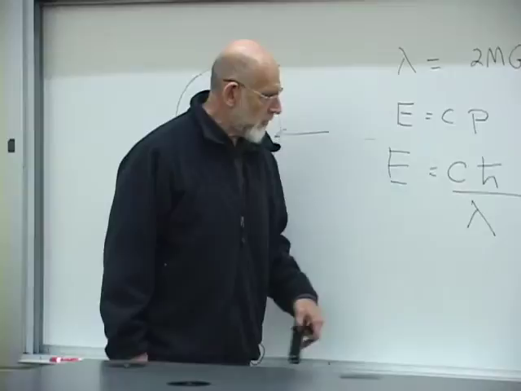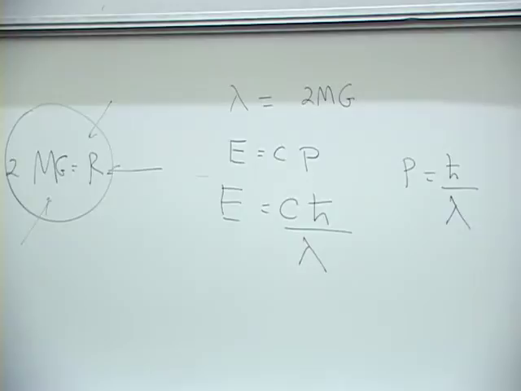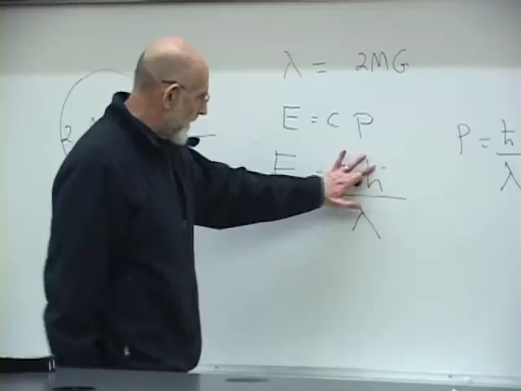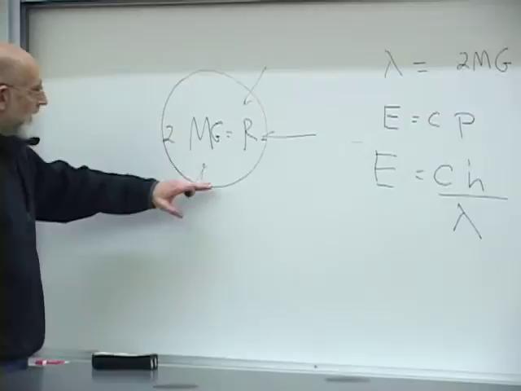And P is H bar times the wave number, and there's a 2 pi. You're right, there's a 2 pi. Okay, but there's this H over lambda, not important, H over lambda. The energy is H over lambda. Now, lambda, we're going to be choosing equal to the size of the black hole.